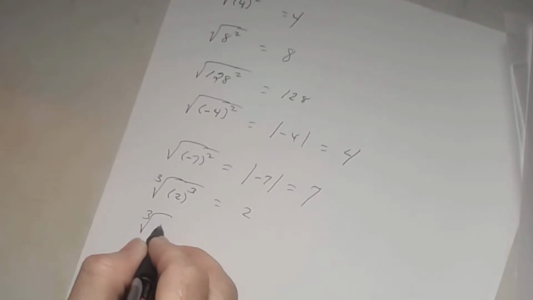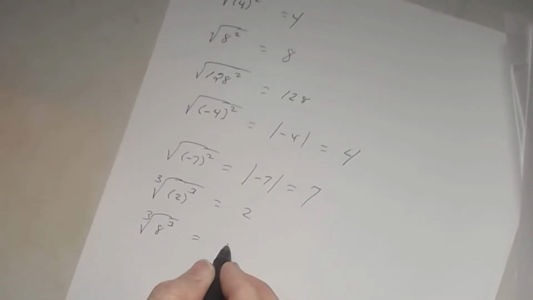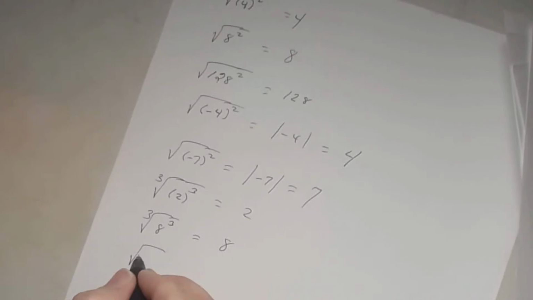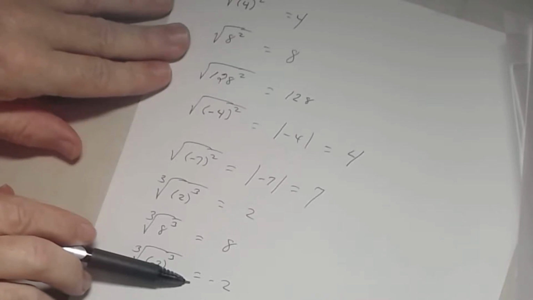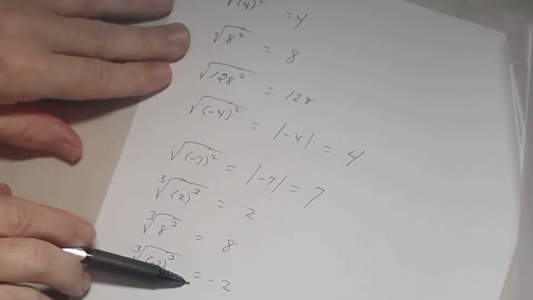Cube root of 8 cubed. Okay. Cube root of negative 2 cubed. Negative 2. Yeah, because negative 2 times negative 2 is positive 4, and positive 4 times negative 2 is negative 8. What's the cube root of negative 8? Negative 2. So your question should become, well, why is it use absolute value here, but you didn't put it here? That should be the question. Because it's cubed. Okay? All right.